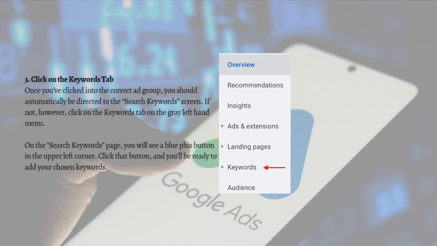Then after going to the ad groups, click onto the keywords tab. It is this right here. Once you've clicked into the correct ad group, you should automatically be directed to the search keywords screen. If not, click onto the keywords tab on the gray left hand menu, and on the search keywords page, you will see a blue plus button in the upper left corner. Just simply click that button and you'll be ready to add your chosen keywords.